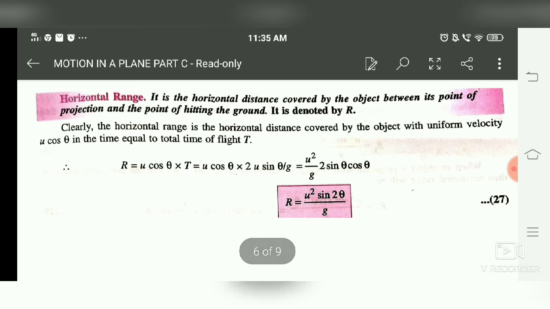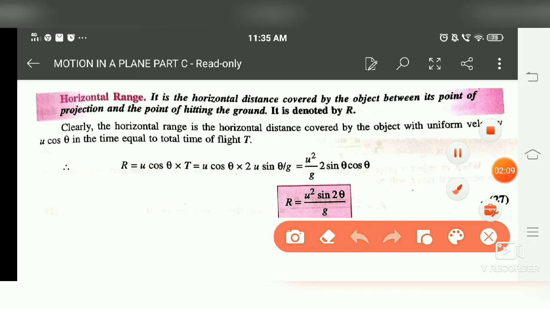Next, horizontal range that we have to calculate. We know that horizontal range, that is distance, is equals to velocity into time taken. We know that velocity for the horizontal is u cos theta and time taken is t. So here u cos theta into t, where t is equals to 2u sin theta upon g.